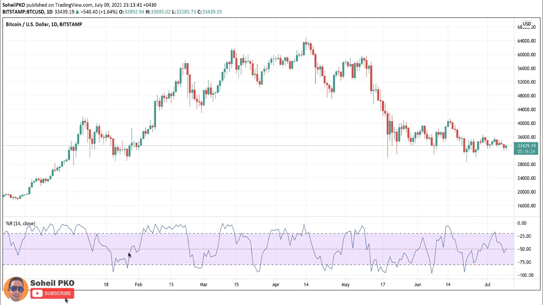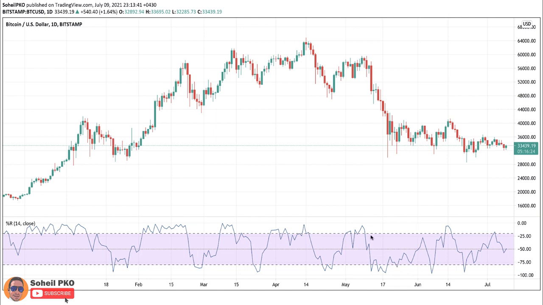And when the R% line is below -50, it indicates that the downside momentum is stronger. It shows that the bears are in control and decreasing of the price is more likely to happen. The other important levels that you must watch are -20 and -80.